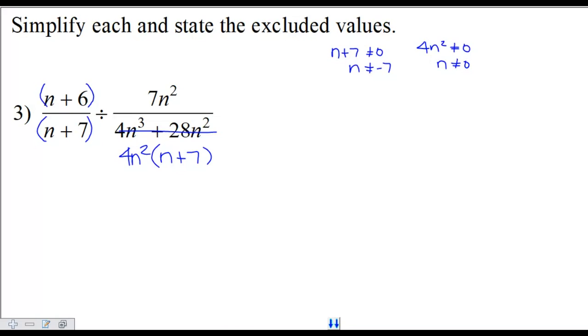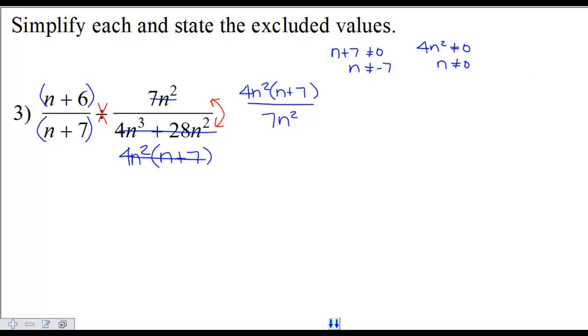It's time to multiply. So I will change my problem to a multiplication, and I will use the reciprocal. Everything in the denominator will come to the numerator, and everything in the numerator will go to the denominator. At this point, double check your new denominator to see if it adds any new excluded values. This one does not, so I don't need to go through that process.